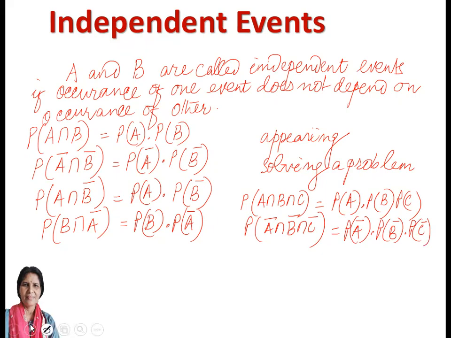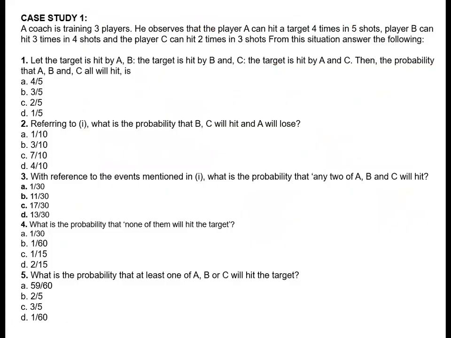Going for the question. This is a case study question. It has 5 parts and we have to attempt 4 parts. A coach is training 3 players. He observes that player A can hit a target 4 times in 5 shots. Player B can hit 3 times in 4 shots. And player C can hit 2 times in 3 shots. From the situation, answer the following questions.